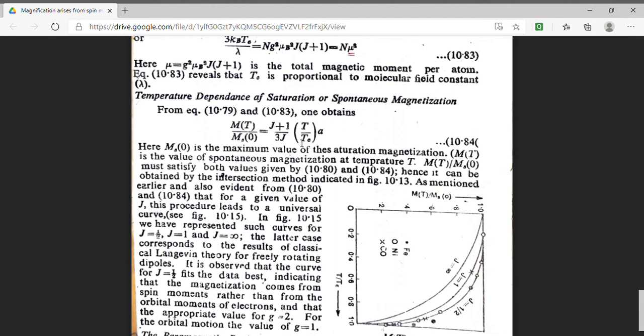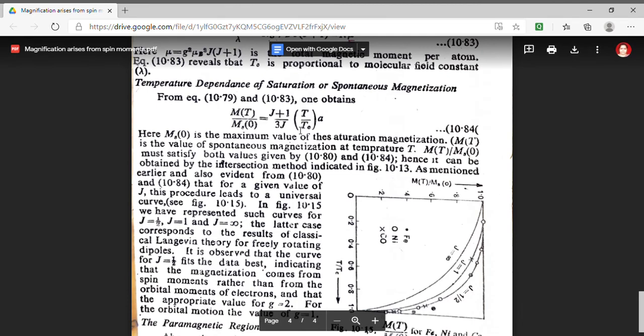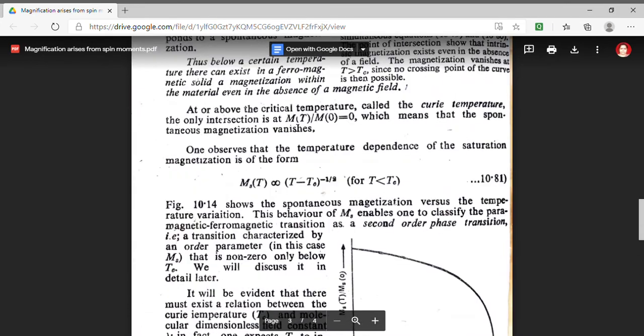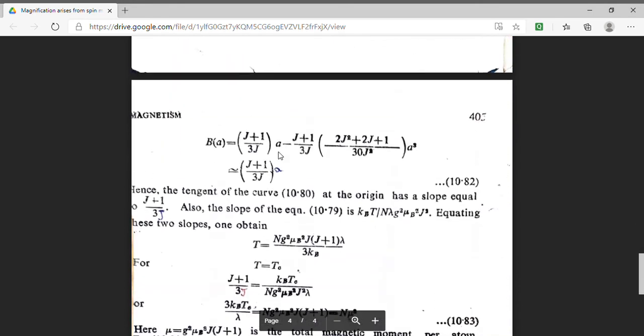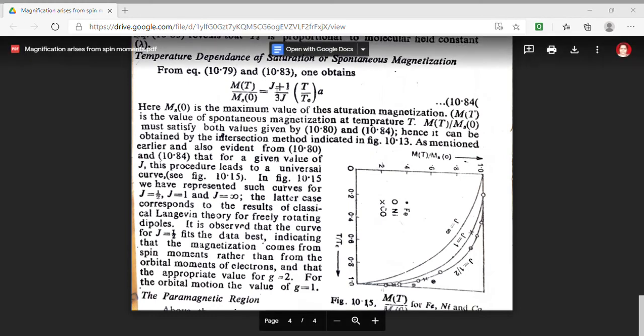Now since M upon Ms0 is plotted with T by Tc, from this equation we will get one curve, and from the other equation which we derived earlier, this was the expression M upon Ms equal to BA, we will get another expression for M upon Ms. So we will obtain the solution by the method of intersection, and since here we have one variable also, that is J, we'll put three values of J and we will obtain a curve.